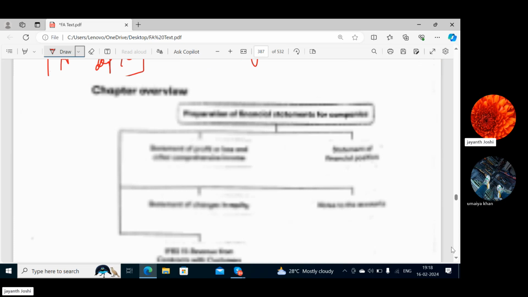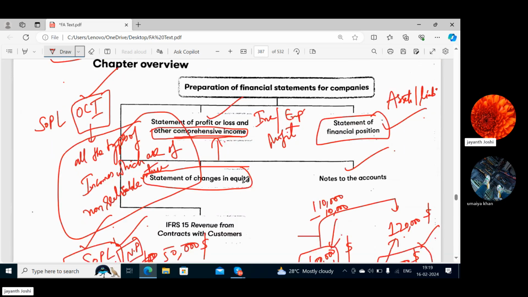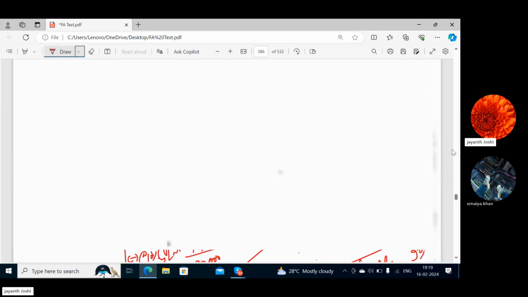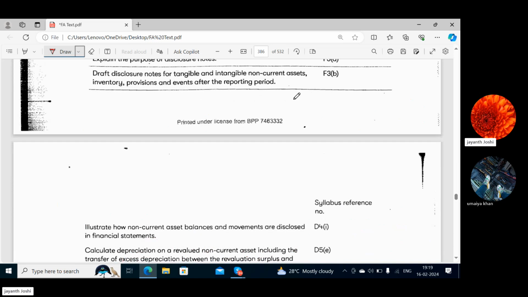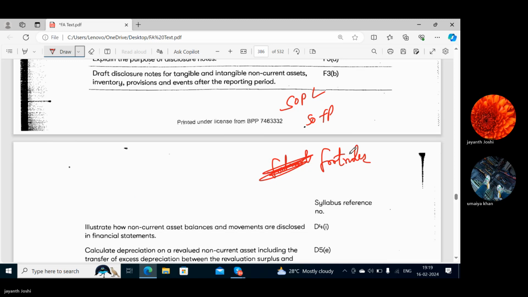Now, this is clear, some basics we will study about this. What are notes to accounts, which we were discussing? See, after preparing the SOPL and the SOFP, there will be footnotes. Footnotes are nothing but at the bottom of the financial statement, you will be having a footnotes column.